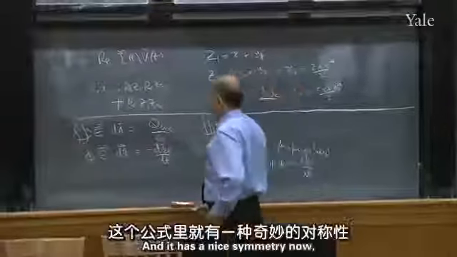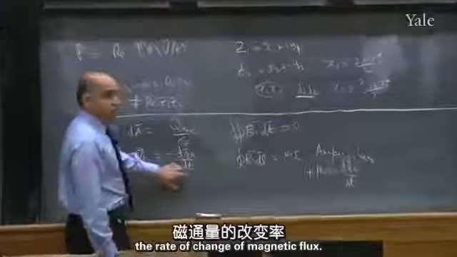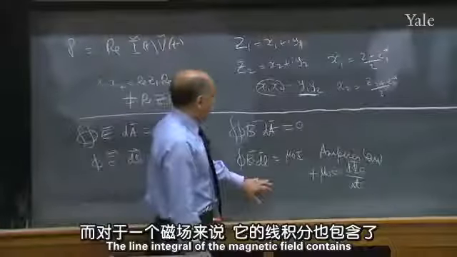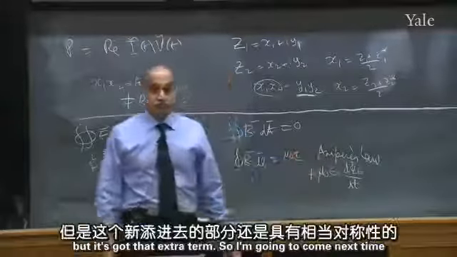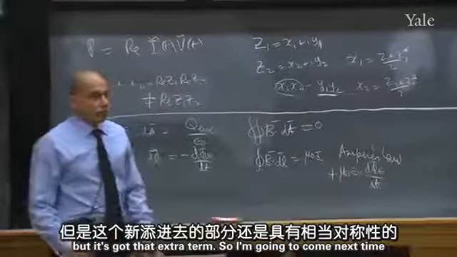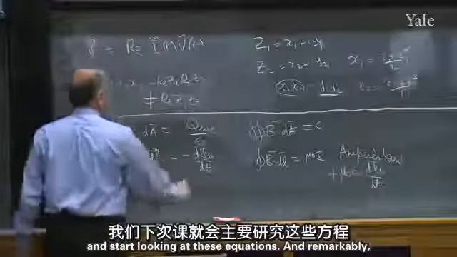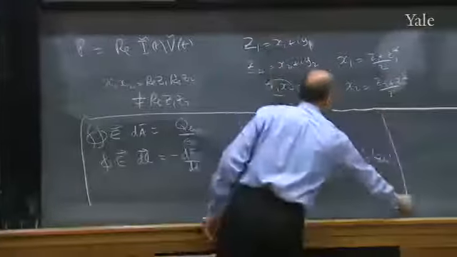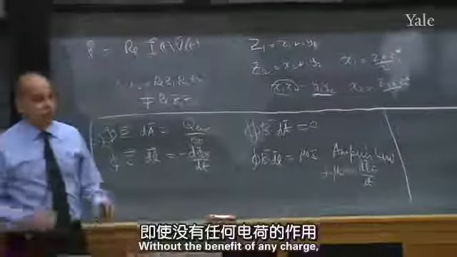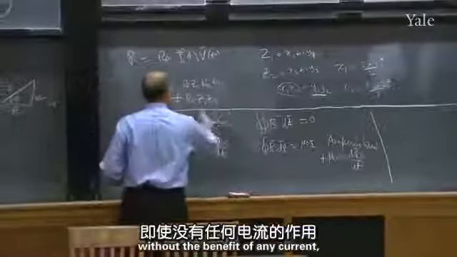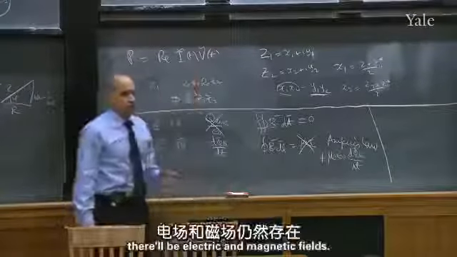And it has a nice symmetry now: the line integral of the electric field is the rate of change of magnetic flux. The line integral of the magnetic field contains a rate of change of electric flux. It's got other stuff, but it's got that extra term. So I'm going to come next time and start looking at these equations. And remarkably, these equations imply there are electromagnetic waves. Namely, without the benefit of any charge, without the benefit of any current, there will be electric and magnetic fields.